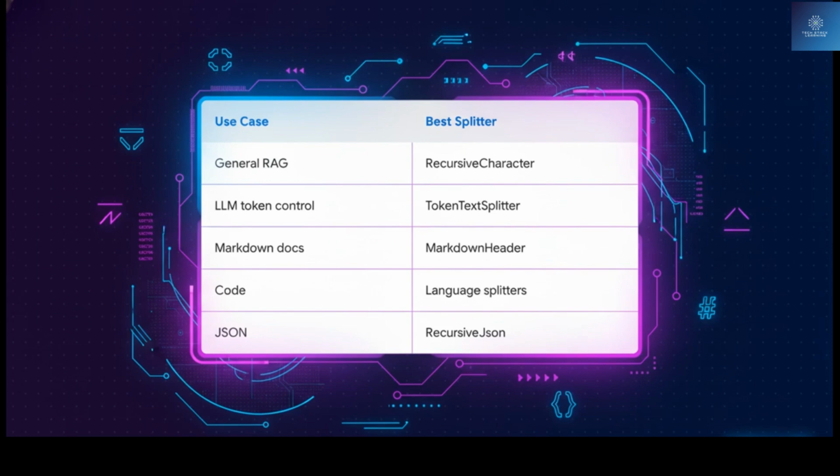For general text in RAG, recursive character. If you need absolute precision on token counts for production system, token text splitter. Working with documentation, Markdown header. Code, a language splitter. JSON, well, recursive JSON. It really is a pretty straightforward decision tree.